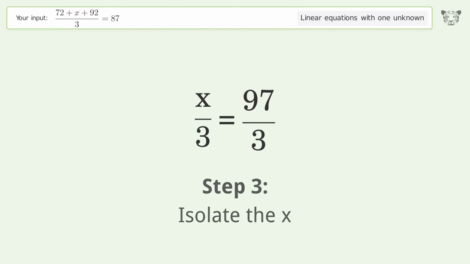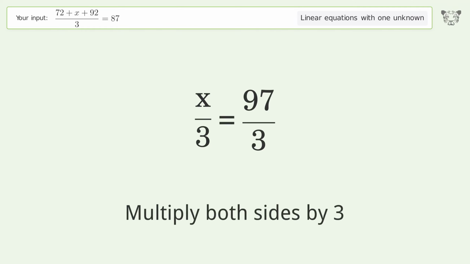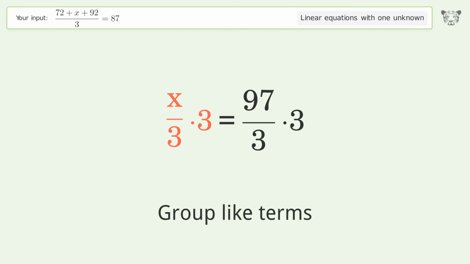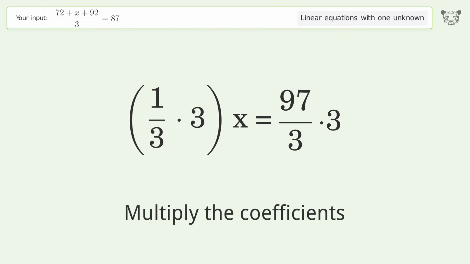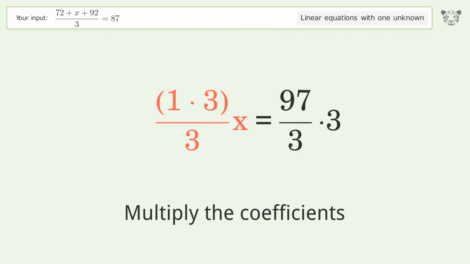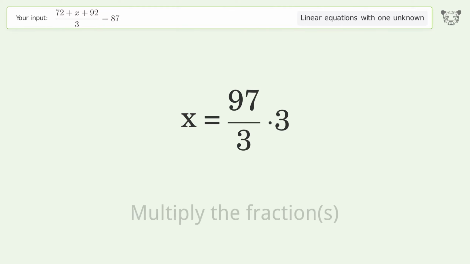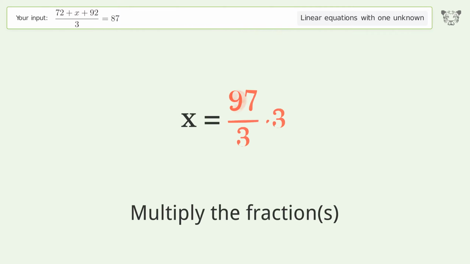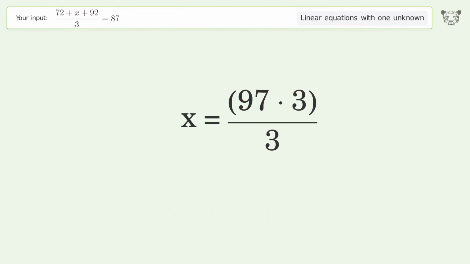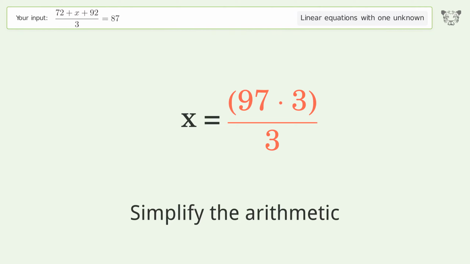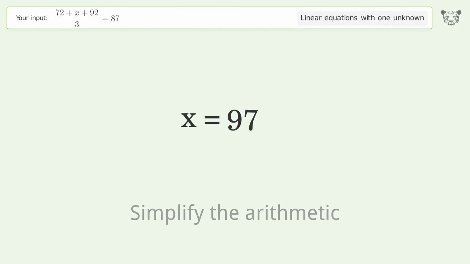Isolate the x. Multiply both sides by 3. Group like terms. Multiply the coefficients. Simplify the fraction. Multiply the fractions. Simplify the arithmetic. And so the final result is x equals 97.